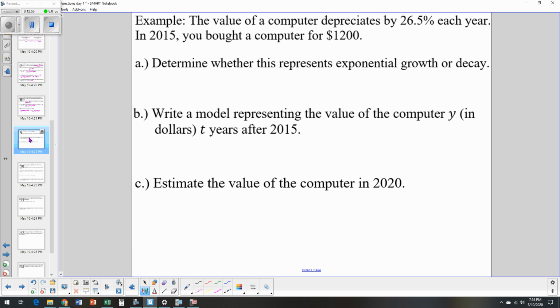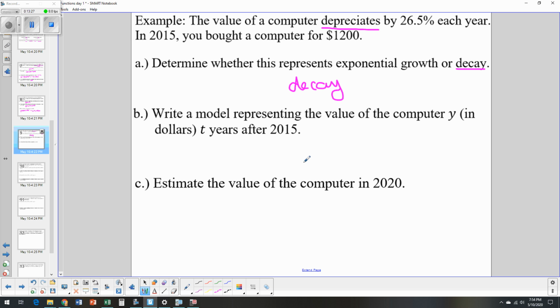All right, here we have the value of a computer depreciates by 26.5% each year. In 2015, you bought a computer for $1,200. So we're going to determine whether this represents exponential growth or decay. So the word depreciates tells us that it's declining, it's going down. So that's why this is going to be exponential decay.